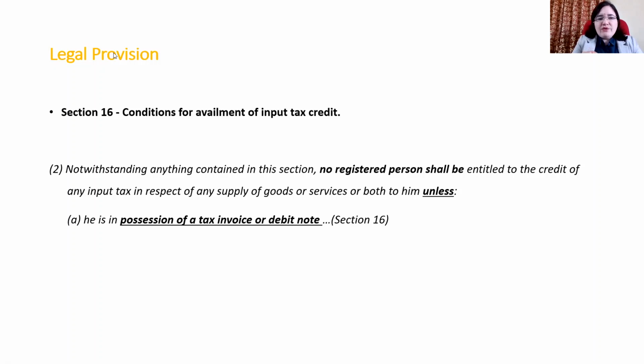So if you refer to section 16, the condition for availment of input tax credit says that input tax credit is available only if you have received or are in possession of the proper tax invoice. So as a recipient, you also have to ensure that if your vendor crosses 100 crores, then he has issued proper e-invoicing with QR code.